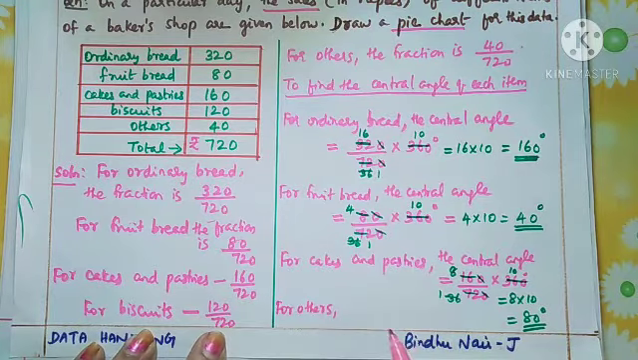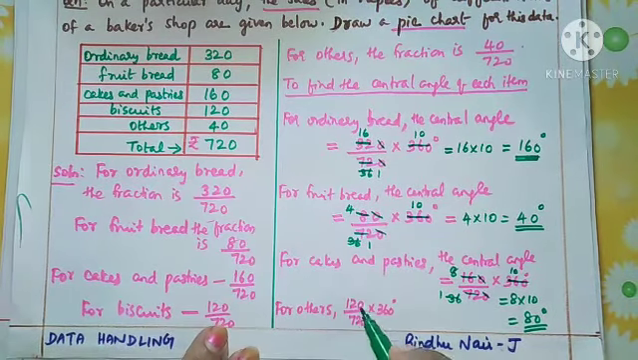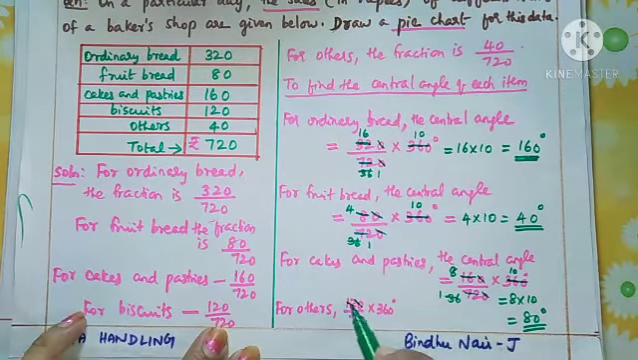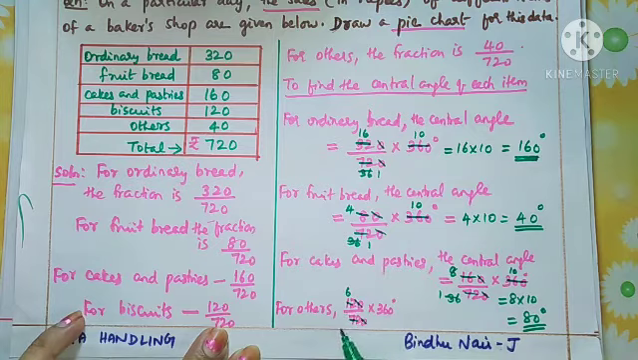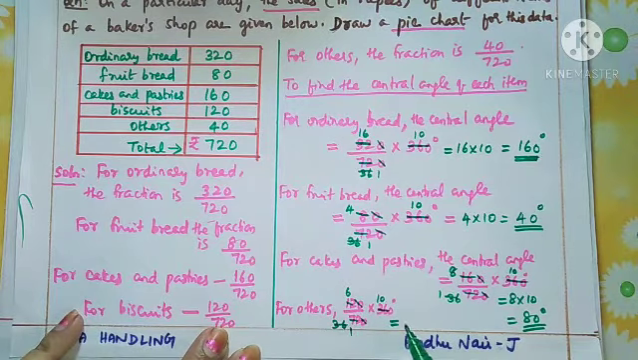120 by 720, so central angle is 120 by 720 into 360 degrees. Okay, so we can cancel here also, 0 0, 6 2s are 12. Here 3 2s are 6, 6 2s are 12. Now 36 and 360 we can cancel very easily. 1 times here and here 10. So you got 6 into 10, that is 60 degrees.